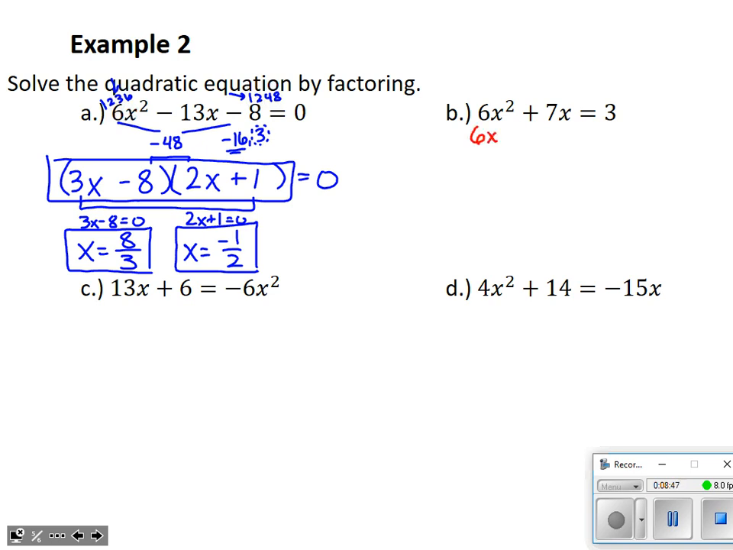For letter B, we've got to get it set equal to 0 first, so I'm going to make sure I set that into standard form, just subtracting 3 from both sides. 6x squared, so I have to do a times c, that's negative 18. What multiplies to be negative 18 and adds up to that positive 7 that's on that middle term up above? Well, it's positive 9 and negative 2. Let's set up some skeleton factors. I'm going to make sure I remember it's set equal to 0 this time.